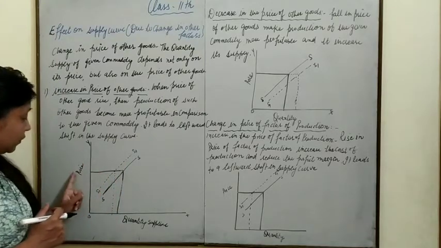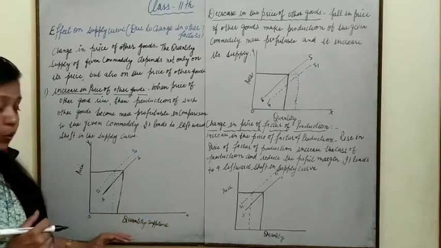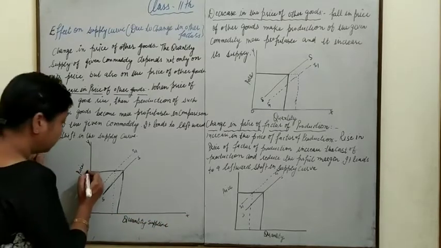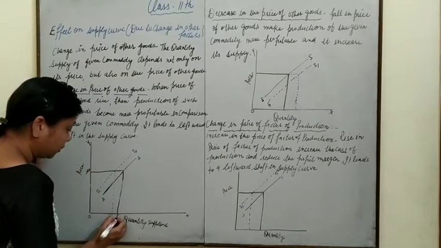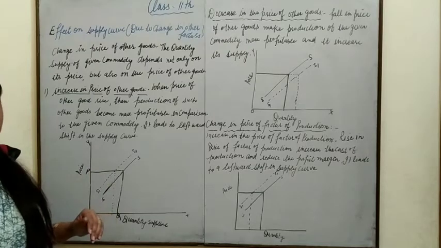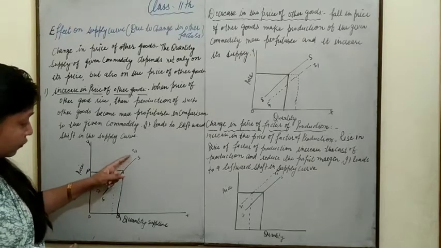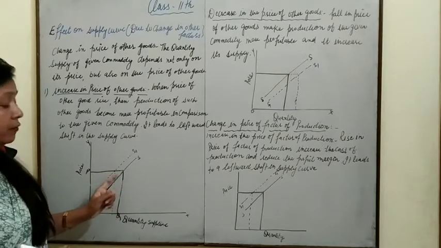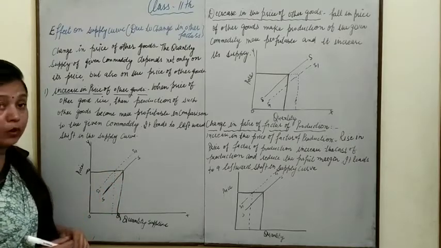On the OY axis we will show the price, on the OX axis we will show the quantity. When the price is P, the quantity supplied is Q. Now, due to an increase in the price of other goods, the supply of the given commodity will be reduced, and our supply curve will shift leftward.